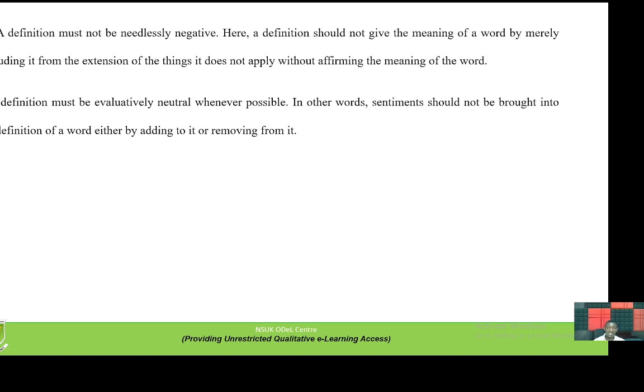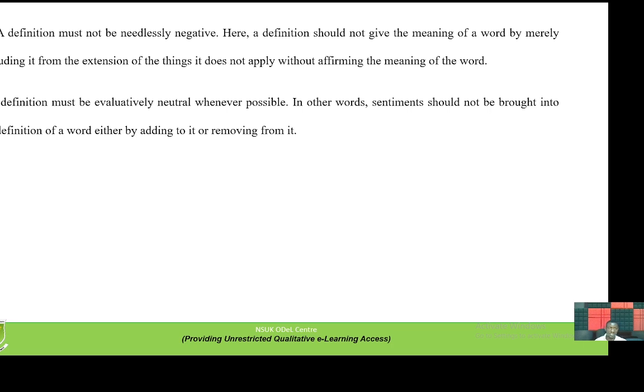The definition must not be needlessly negative. Here, a definition should not merely exclude a word from the extension of the things it does not apply to without affirming the meaning of the word. For instance, you want to define a teacher. You say a teacher is not a farmer, a teacher is not this. That is defining a teacher negatively. Go straight to what the teacher actually means by affirming the meaning of the teacher. That's what we mean when we say the definition must not be needlessly negative.